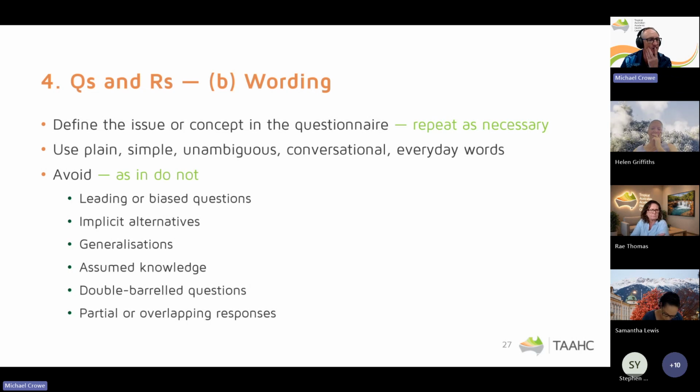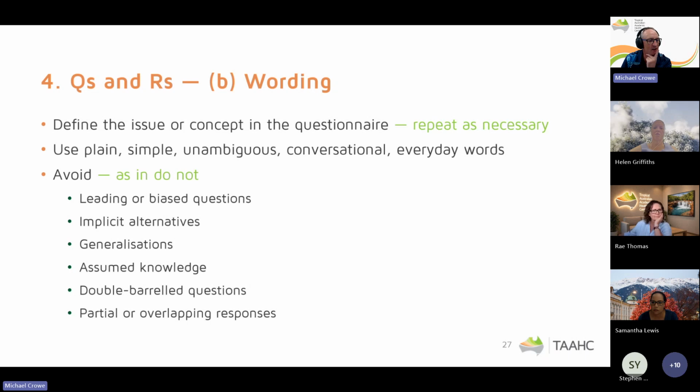Wording is really, really hard. This is where you have to ask lots of questions about simple words, unambiguous, use conversational language. Don't use the language you use in a clinic and amongst clinicians or colleagues. Use the language that people themselves use. You have to get rid of all those jargony phrases and explain things, because sometimes people don't know.